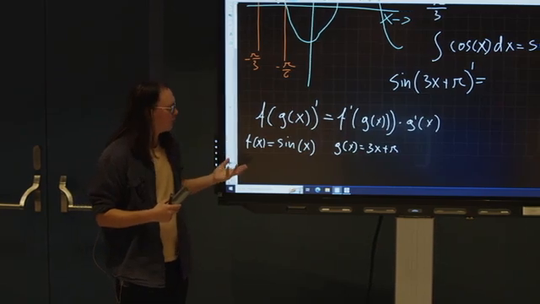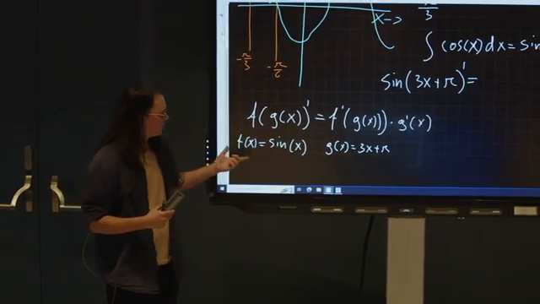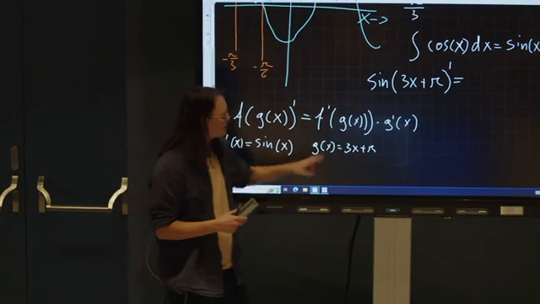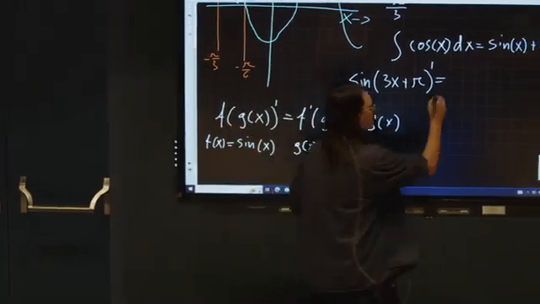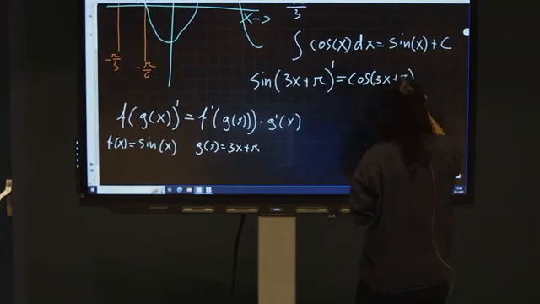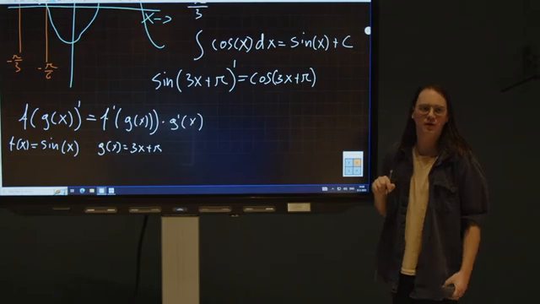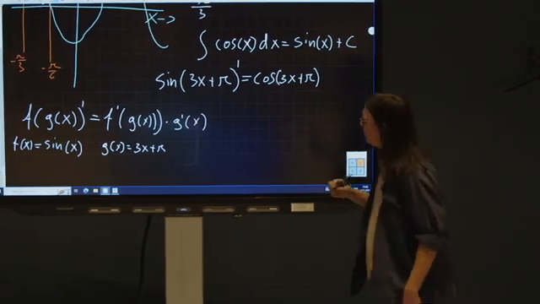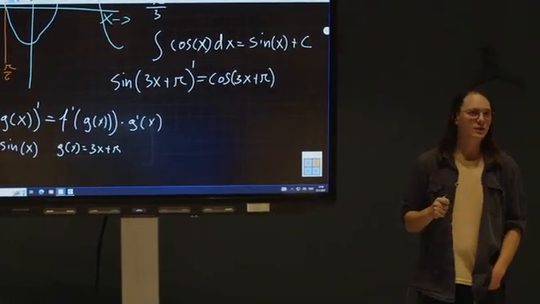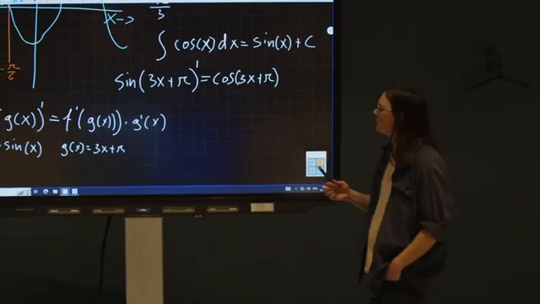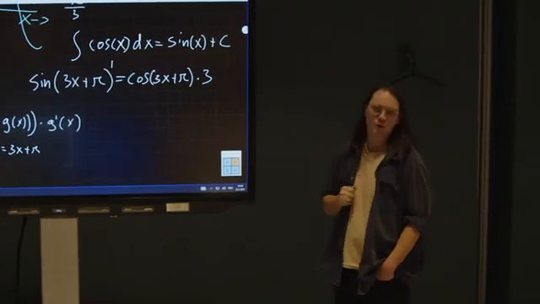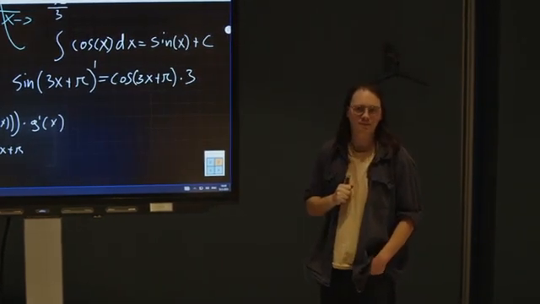So if we apply the chain rule now, we get the derivative of sine of x, which is cosine of x, composed with 3x plus pi, so that's exactly what we wanted, times the derivative of 3x plus pi. The derivative of 3x plus pi is 3, right? It's just the slope of that linear function. So that's times 3, which is not quite what we wanted, right? We wanted that thing without the 3.